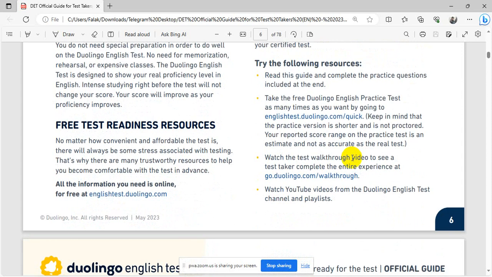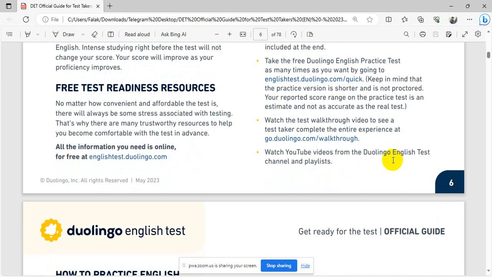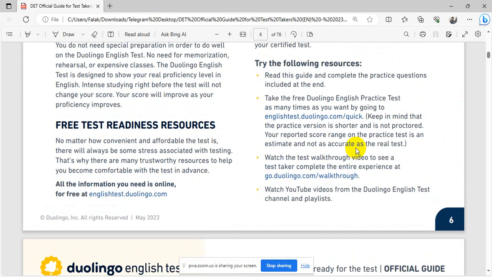The first: read this guide and complete the practice questions included at the end. So this guide book, or this official guide, can be the first resource that can help you so much. One of you has asked about the resources, which kind of resources we are going to share for you. So please pay attention to this part. I'm going to address a lot of resources that can help you so much. So the first resource is this book itself. I'm going to share that for you.